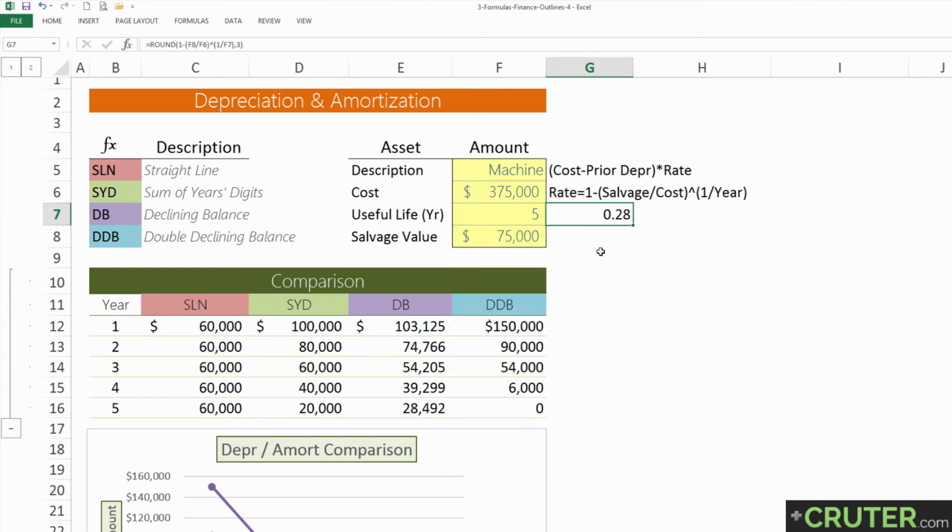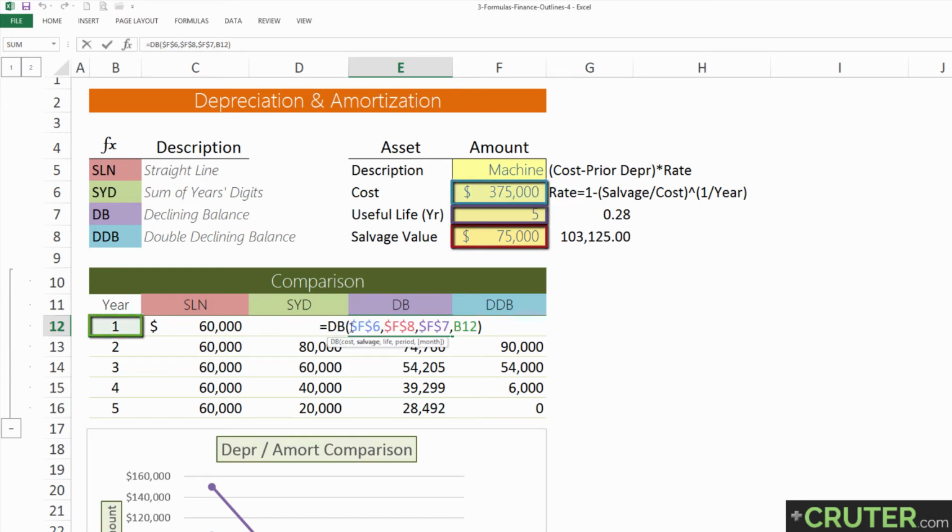So I'm going to hit cancel. I don't want all those decimals to be shown. And now let's go ahead and type the rest of this formula. So we're going to do the cost minus the prior depreciation. And since this is the first year of depreciation, we don't have any prior depreciation, so I'm just going to put 0. And then I'm going to multiply that against the rate that we calculated above. So we have 103,125, and that's exactly what we calculated here in the DB formula.